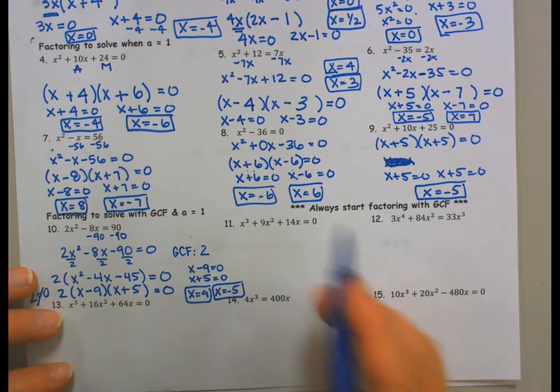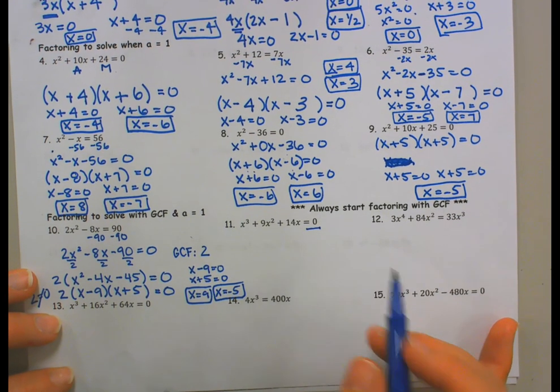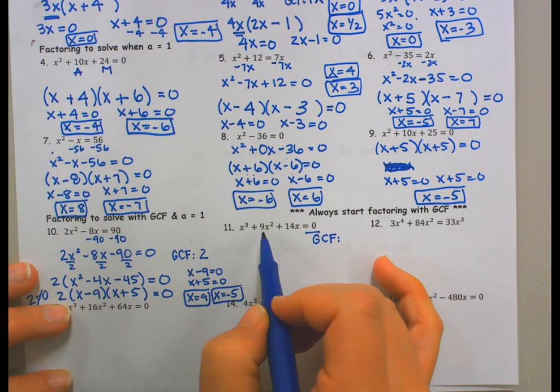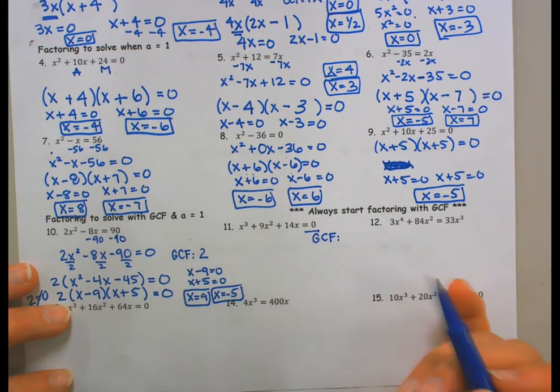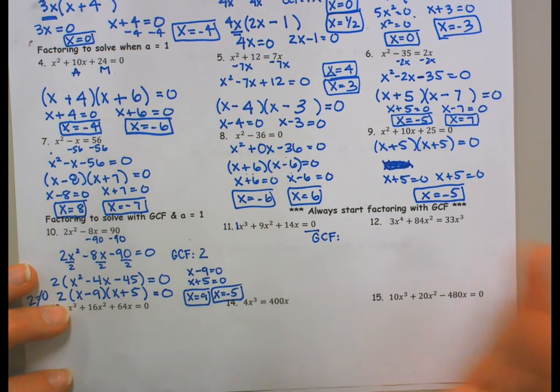All right, for my next problem, I don't need to move anything over. I already have it set equal to 0. So now the first thing I want to do is check for a GCF. Is there something I can divide out of each term? Number-wise, there's not. There's nothing I could divide 1, 9, and 14 by that's going to make this smaller.